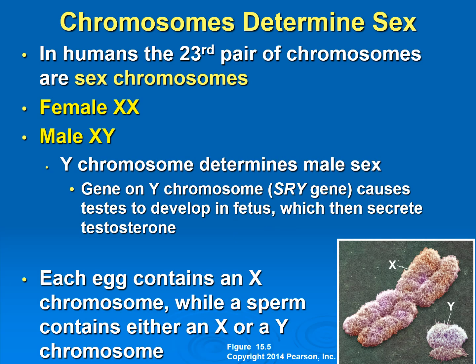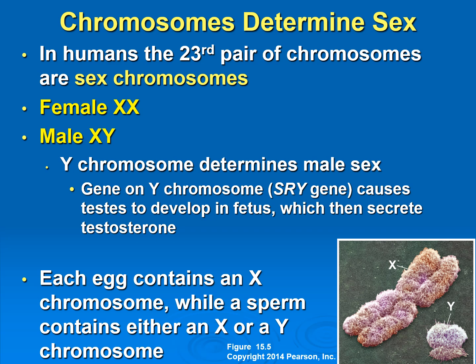Chromosomes determine the sex of an individual, and in humans, the 23rd pair of chromosomes are the sex chromosomes. So a female will have 2 X chromosomes, and a male will have an X and a Y chromosome. And on the Y chromosome, there's an SRY gene that causes the testes to develop in the fetus, which will then start secreting the hormone testosterone, and that's what makes the male develop. And the female, not having a Y chromosome, does not have the SRY gene, and so she will go on to develop into a female.